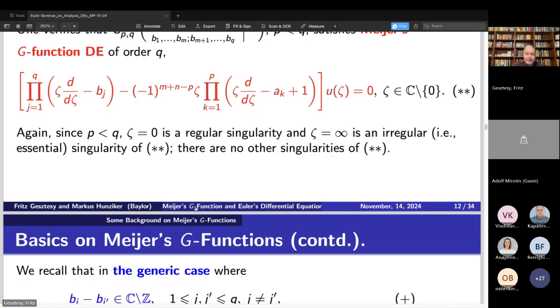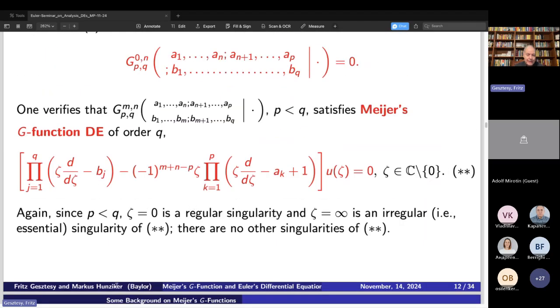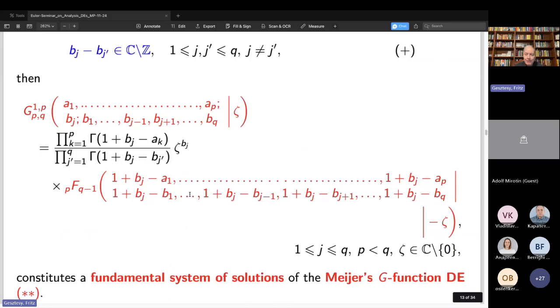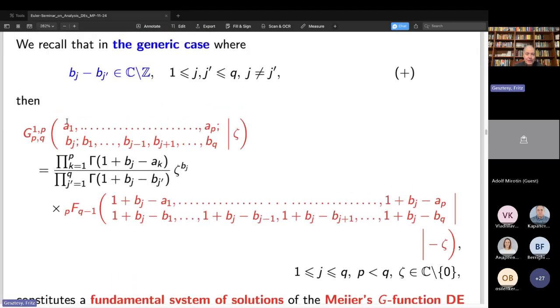If p is strictly less than q, then this is of order q, so you need q linearly independent solutions. And one can see by looking at the asymptotics, one can quickly see that these are linearly independent functions. The F always starts with 1 near the origin, so these are linearly independent functions of the Meijer G function differential equation. But notice once again, we are looking at the generic case. So the differences of the b's are not supposed to be integers.